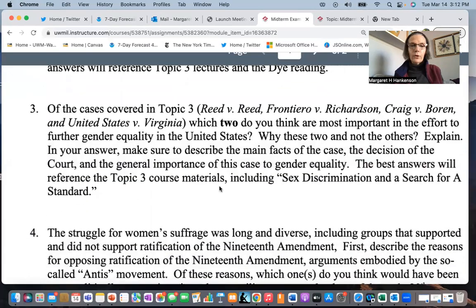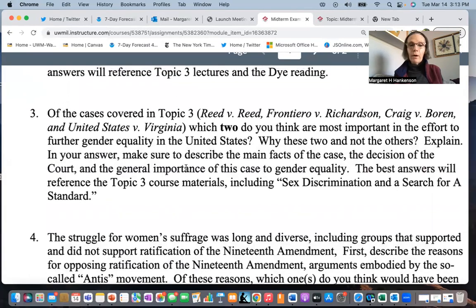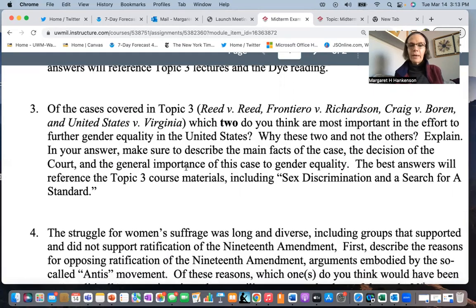For the third question, of the cases covered in topic 3, Reed v. Reed, Frontiero v. Richardson, Craig v. Boren, the United States v. Virginia, which two do you think are the most important in the effort to further gender equality in the United States? Why these two and not the others? Okay. So don't just say, oh, it's Reed and Craig. Tell me why it's these and not Frontiero and the VMI case, okay? Why these two and not the others?